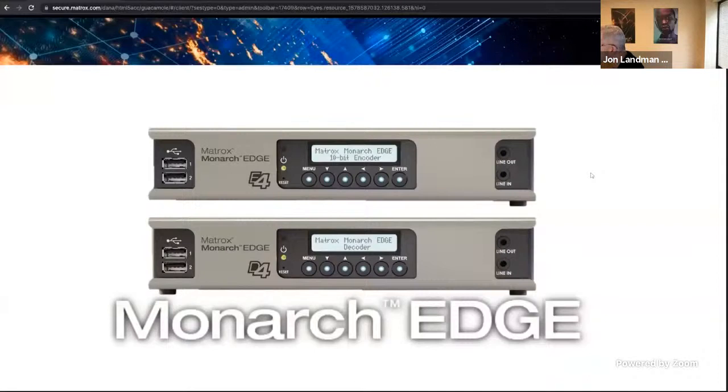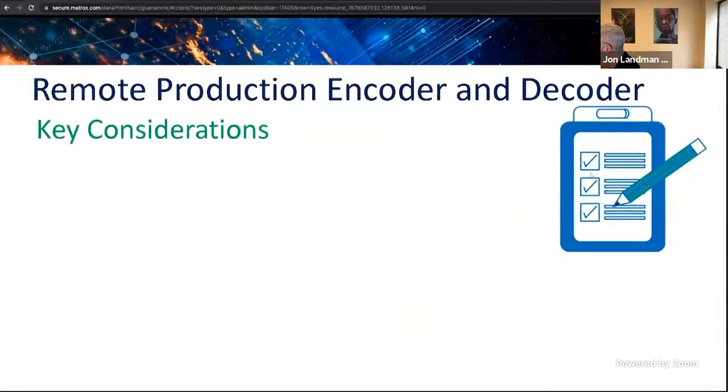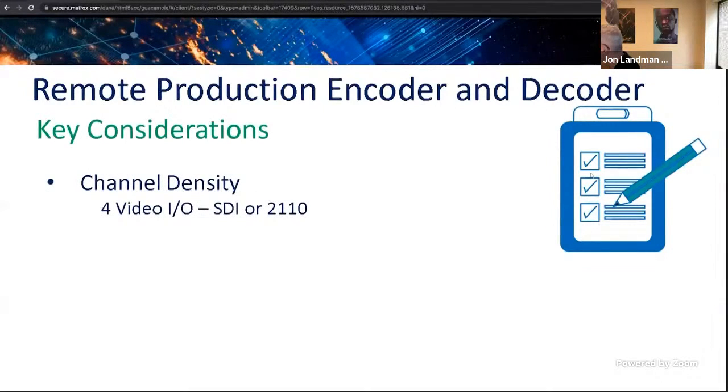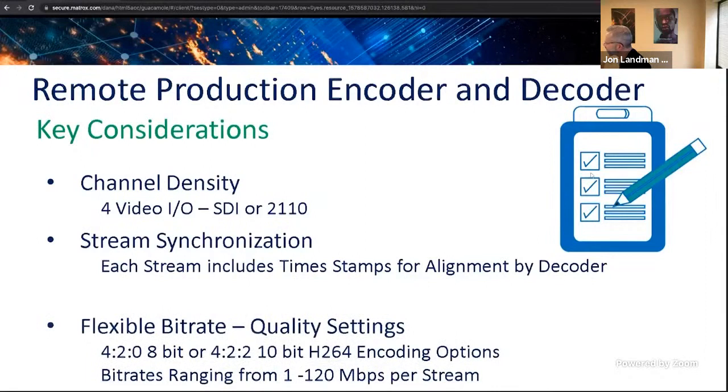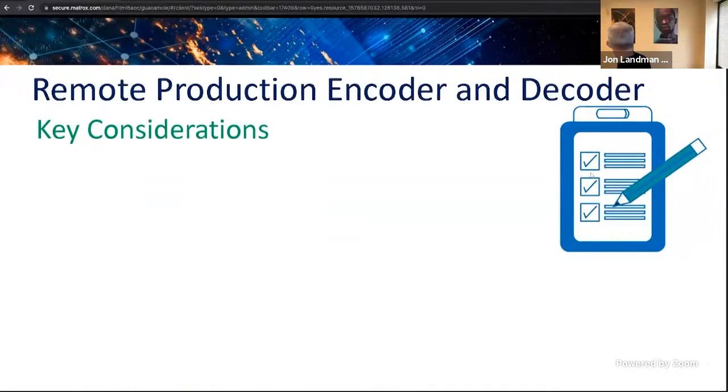Today, I would like to introduce the audience to our Monarch Edge series of encoders and decoders. Specifically for this one, we'll focus on the encoder. It has 4 channels of I/O and it's future-proof with 2110. So it has three 3Gs and a 12G. Our encoders are timestamped per frame, for timestamping and alignment to ensure frame accurate video encoding and decoding. We have 422, 420, 8-bit, and 10-bit, and we can go up to 120 megabits per stream in encoding.